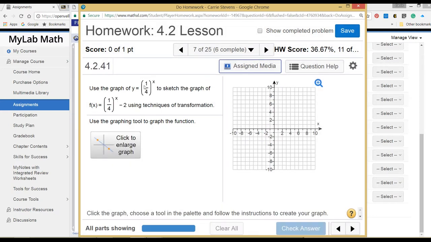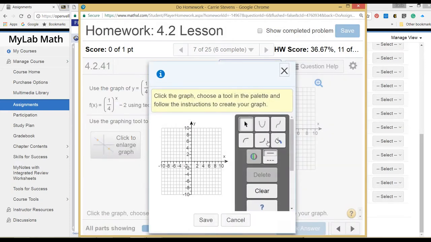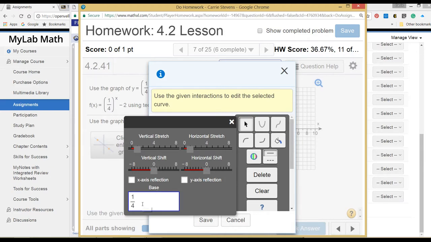All right, so this one, 1/4. Remember now that's a bottom heavy fraction, so it's going to be a backwards J. Of course, you don't even have to think of that because it's already putting the base in for you. Then we're doing a vertical shift down 2 units.